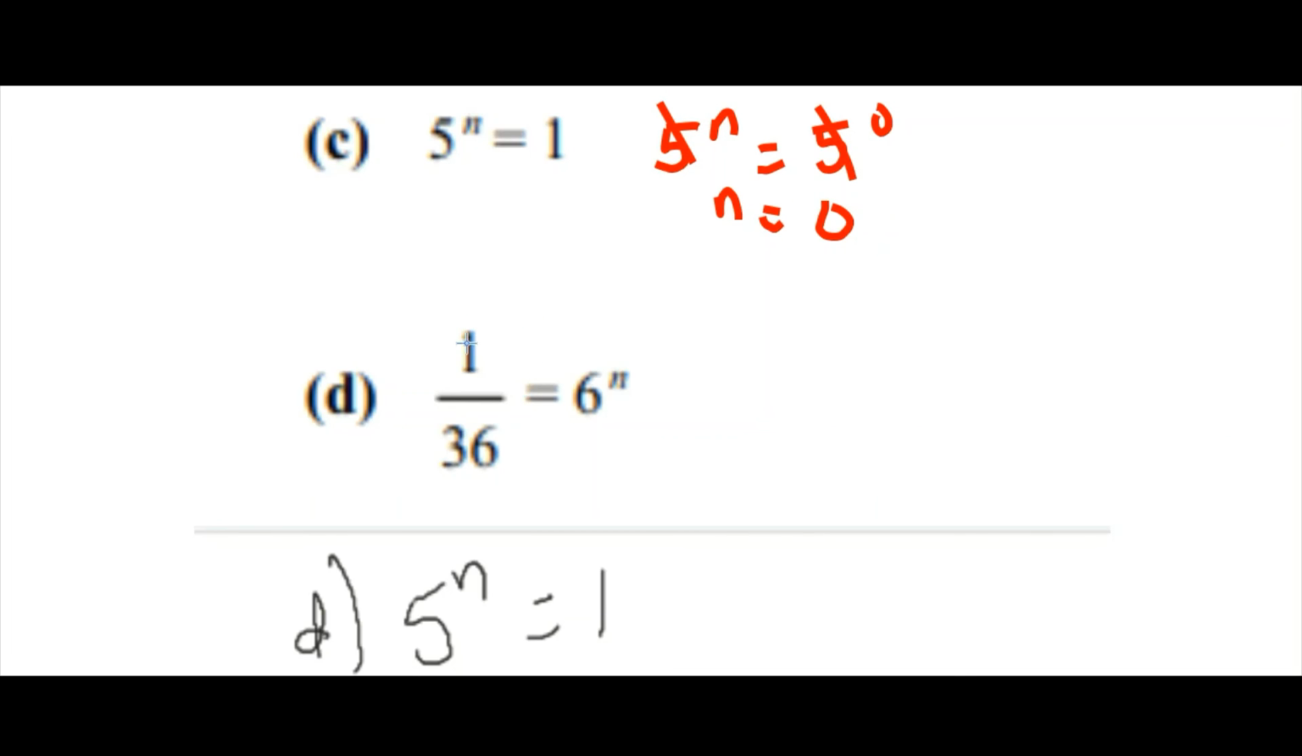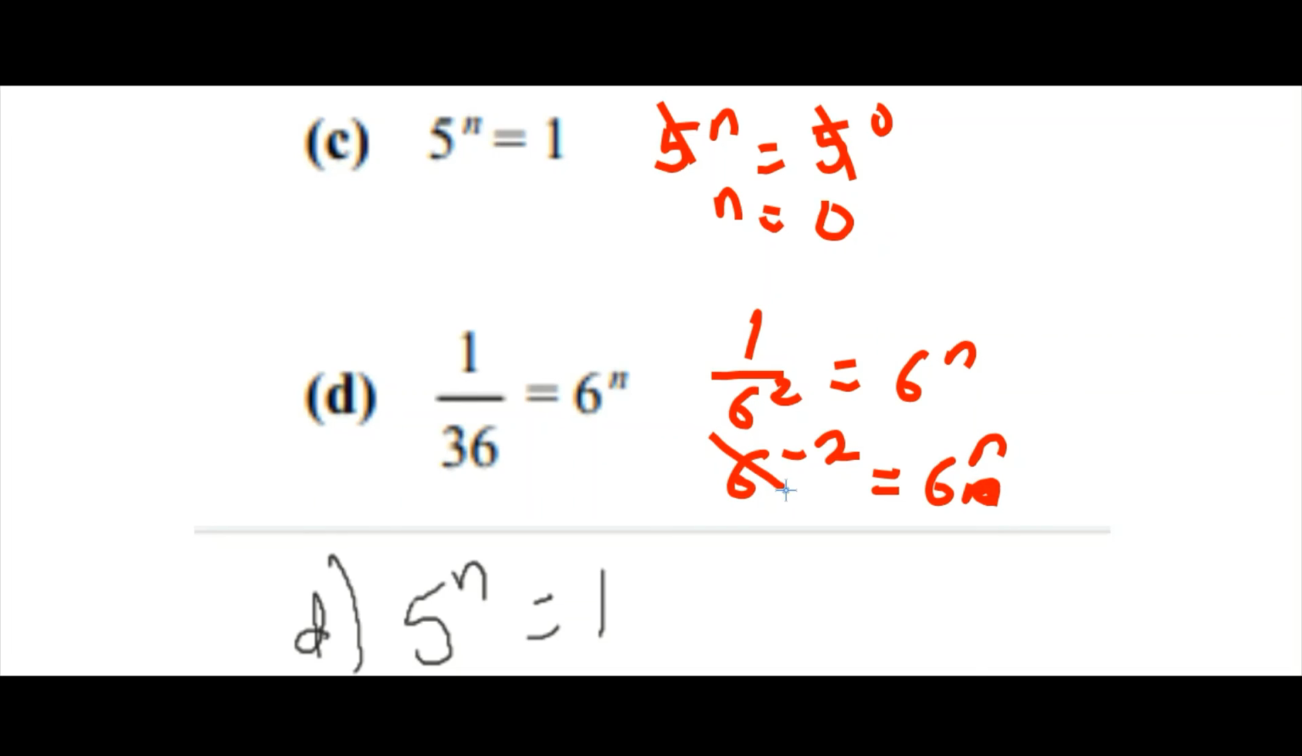The second example, 1 over 36 equals 6 to the power n, can be written as 1 over the perfect square of 36. That is 6 squared, since 6 times 6 gives us 6 squared. Since we have a base number of 6 raised to power n, we can rewrite it as 1 over 6 raised to power 2 equals 6 to the power n. 1 over 6 raised to power 2 can be rewritten as 6 to the power minus 2 equals 6 to the power n. Now the base number of 6 can be cancelled out. So minus 2 equals n. So n equals minus 2. That's the answer to the two questions.